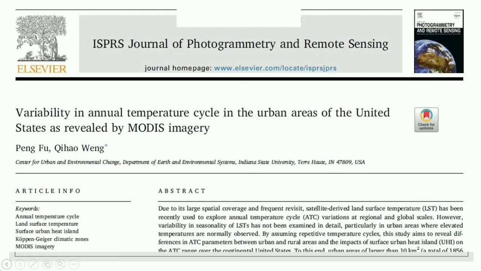In today's episode, the first article is Variability in Annual Temperature Cycle in the Urban Areas of the United States as Revealed by MODIS Imagery. Here they have used MODIS land surface temperature. The journal name is ISPRS Journal of Photogrammetry and Remote Sensing, and here we can see that they have used annual temperature cycle land surface temperature.